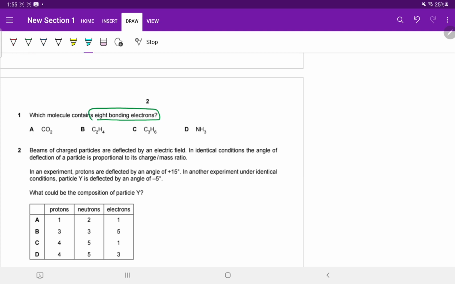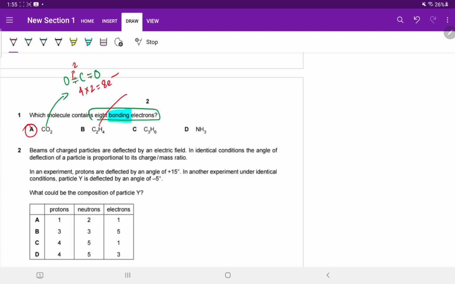A very important word to highlight is bonding. So we need to see which one contains 8 bonding electrons. Let's start off with carbon dioxide. In carbon dioxide, we know a carbon is double bonded with oxygen. Each of these bonds will contain 2 electrons. Over here we have 1, 2, 3, 4. So we have 4 bonds, each containing 2, so there are 8 electrons. So A is our answer.